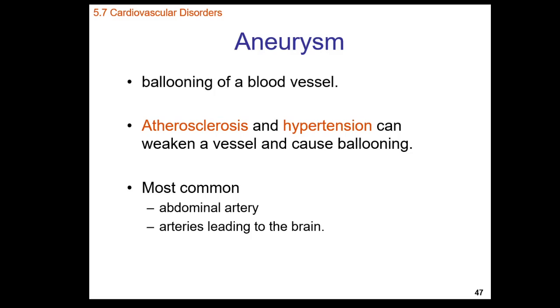And then an aneurysm is actually a ballooning of a blood vessel. So atherosclerosis or hypertension can lead to a weakened vessel and allow it to actually balloon out, which ultimately could lead to a rupture. Those are most commonly found in the abdominal aorta or in arteries leading to the brain. And if those were to rupture, it is most likely to cause death, because the high pressure and blood flow in those arteries would cause a person to bleed out very quickly.